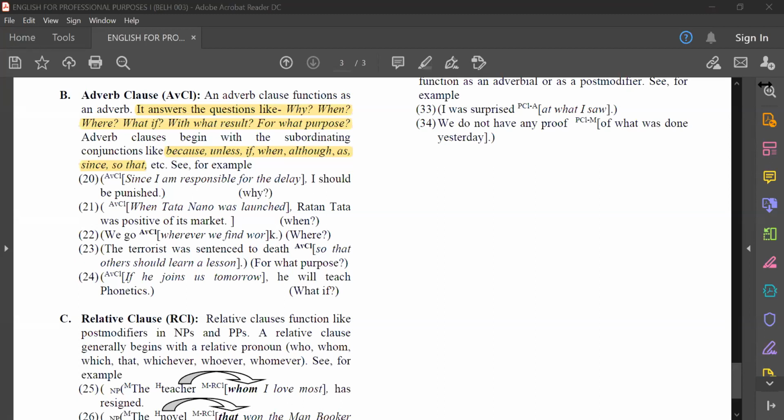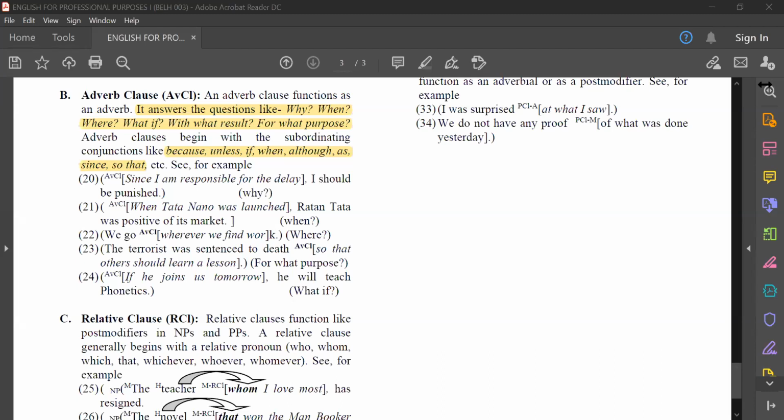When we have "Ratan Tata was positive of its market when Tata Nano was launched," the same is the case. We have a different reason with "when." And then we have "wherever we find work, we go." Again, a different sense is coming over here.